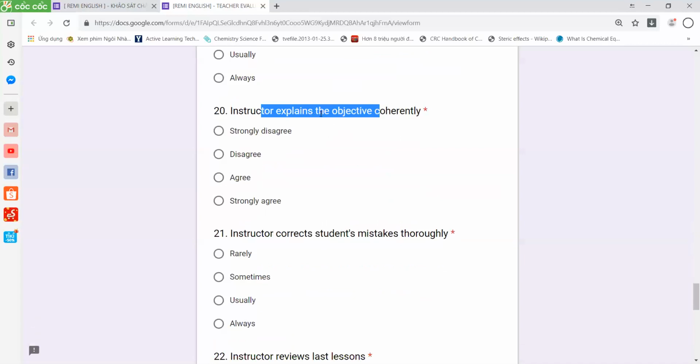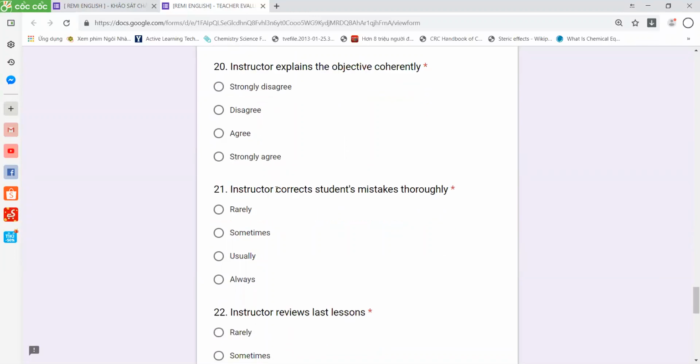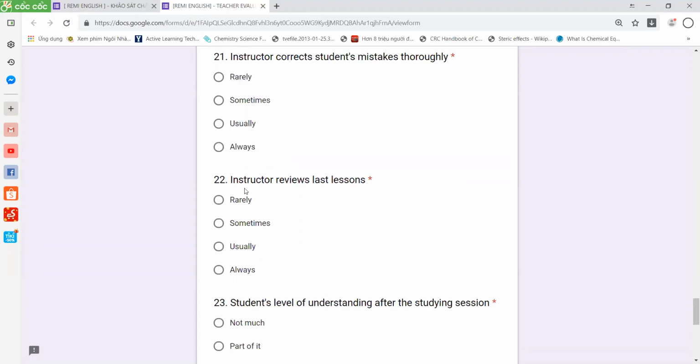Instructor explains objectives coherently. I've talked about this before. Instructor corrects students' mistakes thoroughly. Students make mistakes, and through mistakes they learn. So I hope that you could correct students' mistakes, like their grammar or their pronunciation, so that they could improve their English skills.